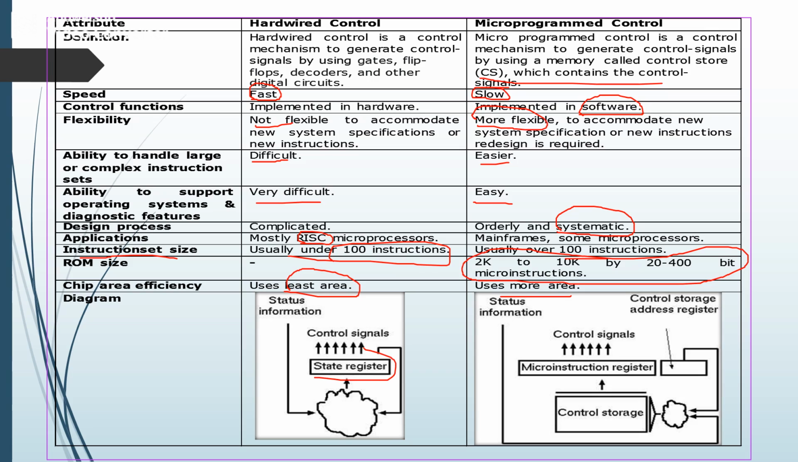So here we can observe that the hardwired control unit generates the control signals with respect to the state of the register. The microprogrammed control unit generates the information or control signals with respect to the control store, consisting of a micro instruction register which will generate the control signals.